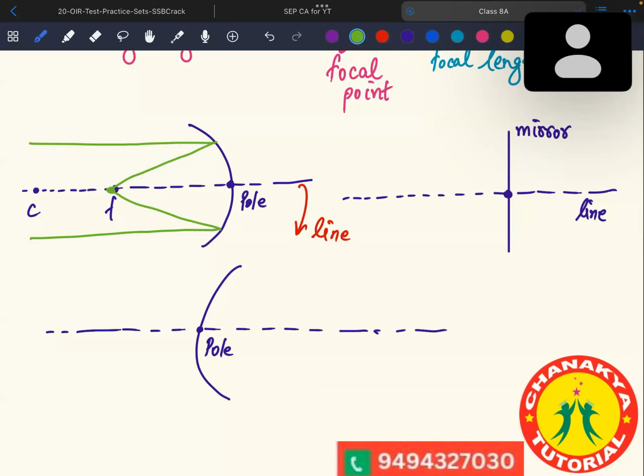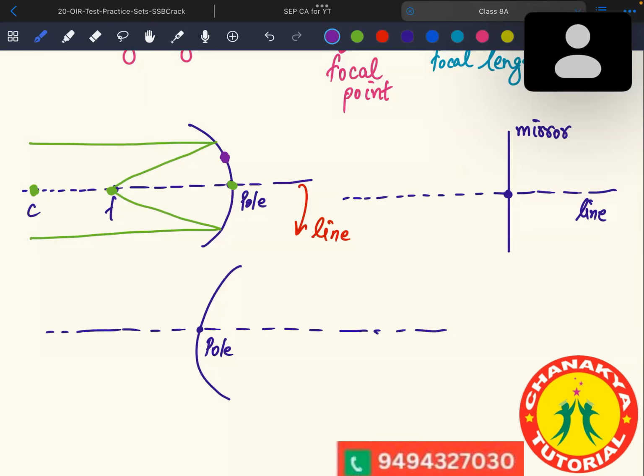Okay, that's why we always take this line, and we always represent the intersection point of this line and the mirror as the pole, this point as the focal length, and this point as the center of curvature. Got it? We cannot take just any point as the pole. The pole always lies on this dotted line which I have made.